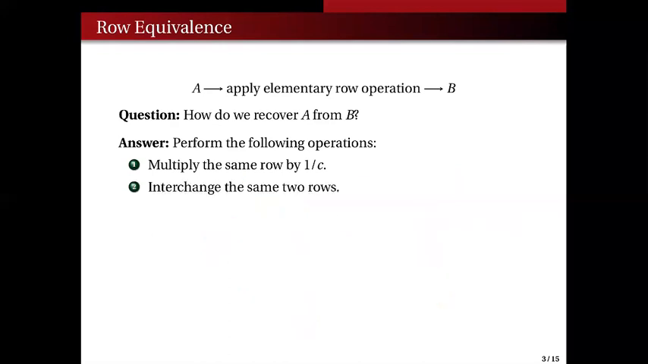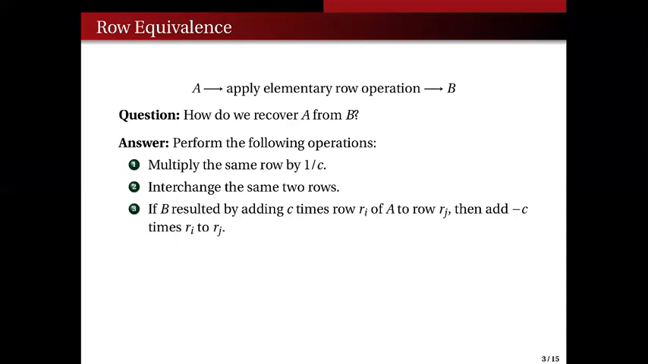Next, interchange the same two rows. Before, we interchanged two rows, row I and row J. To bring back the original, you interchange them again. For the third one, look at this. If B resulted from adding C times row I of A to row J, then add negative C times row I to row J.